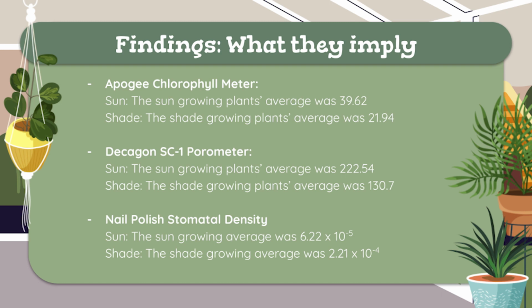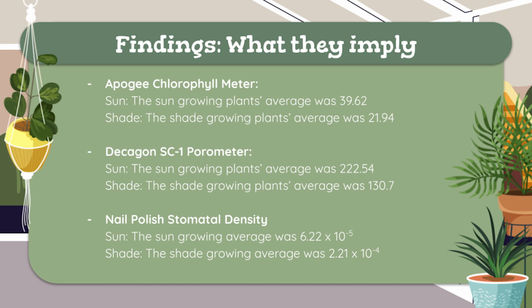Our findings helped us compare our results to our hypotheses. Our hypothesis for stomatal density was incorrect. Shade plants had a bigger stomatal density than sun plants, which yielded an average of 2.21 times 10 to the negative 4th. Our hypothesis for the Apogee chlorophyll meter was incorrect.